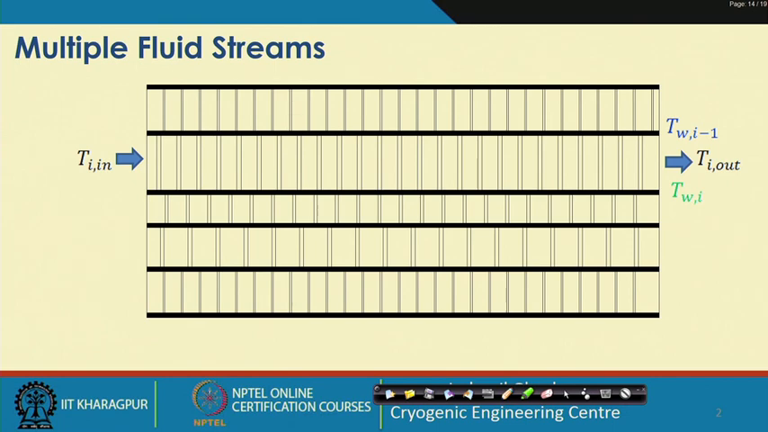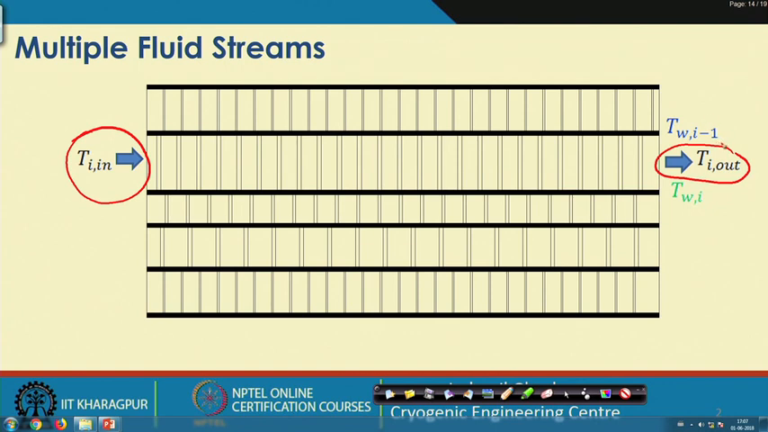And here we have seen that we have the fluid stream going in at T in and it is coming out at T I out, whereas this is for the ith fluid stream, and T W I minus 1 is the wall temperature, and this plate is at temperature T W I. So, this is the generalized configuration where we may have this ith fluid stream, this I minus 1th fluid stream, this I plus 1th fluid stream, and this wall temperature is designated as T W I minus 1, and this wall temperature is designated as T W I.